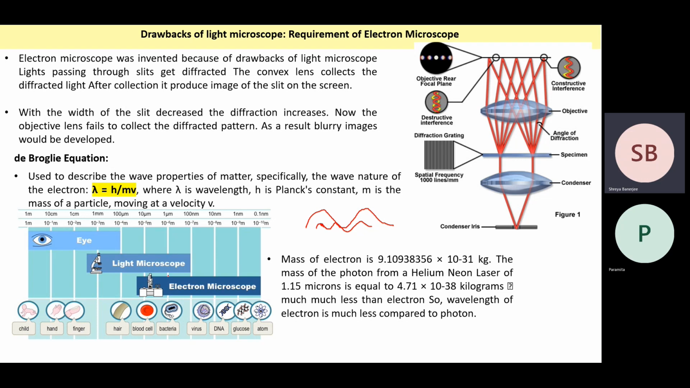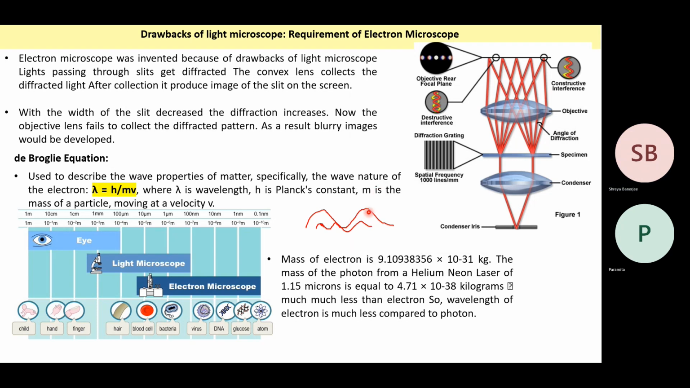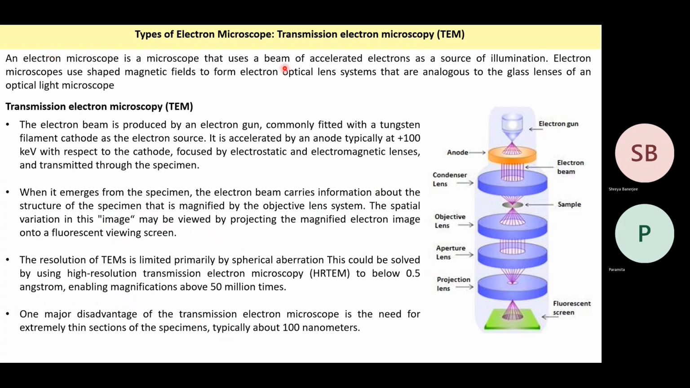So photons are used in the light microscope. And so the light microscope has a maximum range of up to 100 nanometer. If you want to observe something smaller than 100 nanometer, you need an electron microscope. There are different types of electron microscope. The first one is the transmission electron microscope, or TEM.